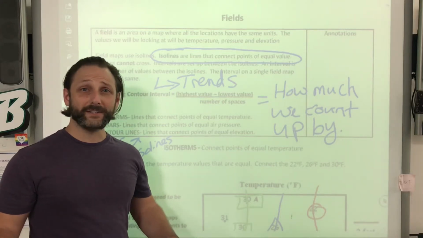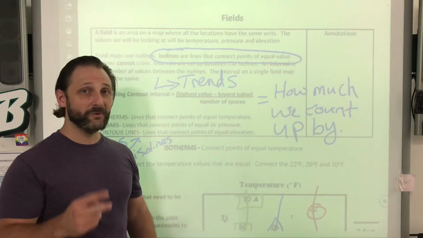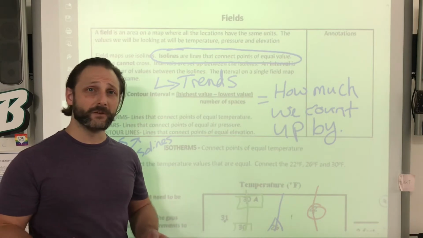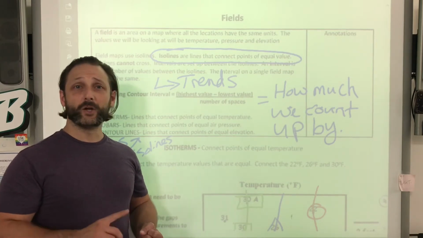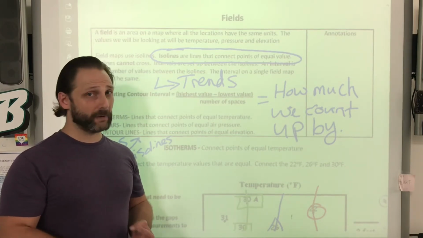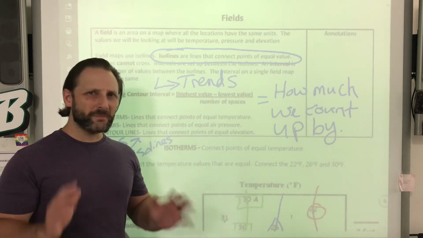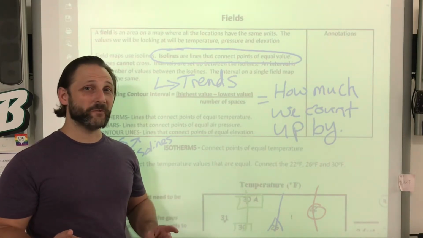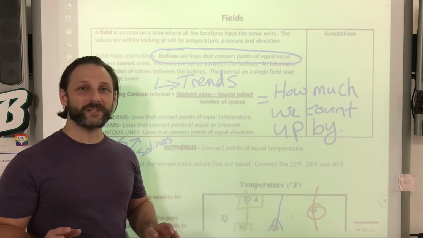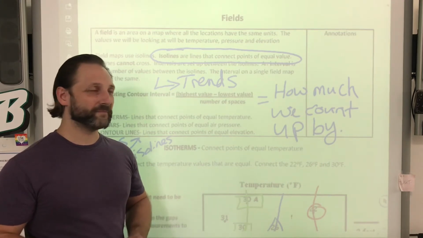Welcome to Work Guide 2. This is Unit 2, where we're going to be covering the topics of field maps, gradient, and topography. Some of those words might seem new to you, but don't worry, future topics will help you understand it.